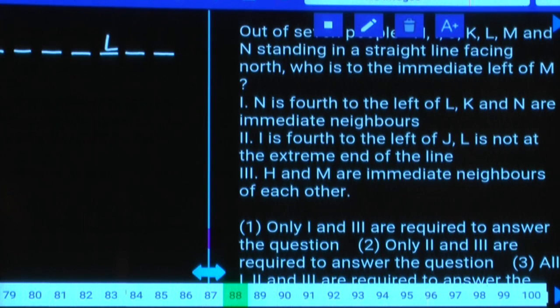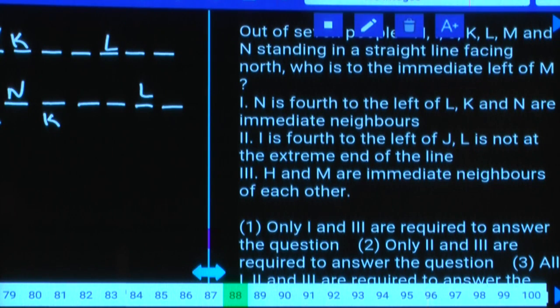1, 2, 3, 4, N will be here, that is one possibility. And 1, 2, 3, 4, 5, 6, 7. If L is here, N will be here. N is 4 to the left of L. K and N are immediate neighbors. In this case, K will be here, or K can be here. There are 2 possibilities. And next one, condition number 2, I is 4 to the left of J.